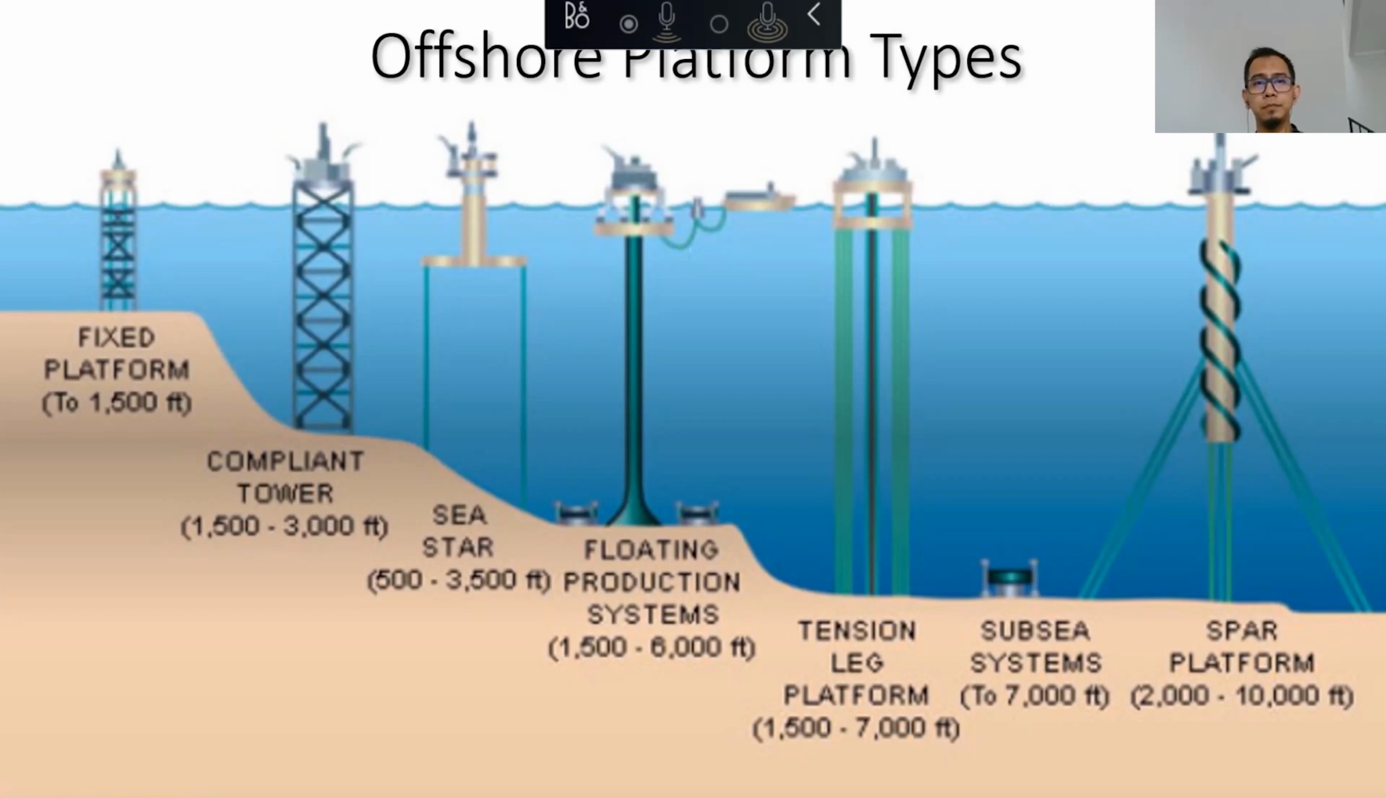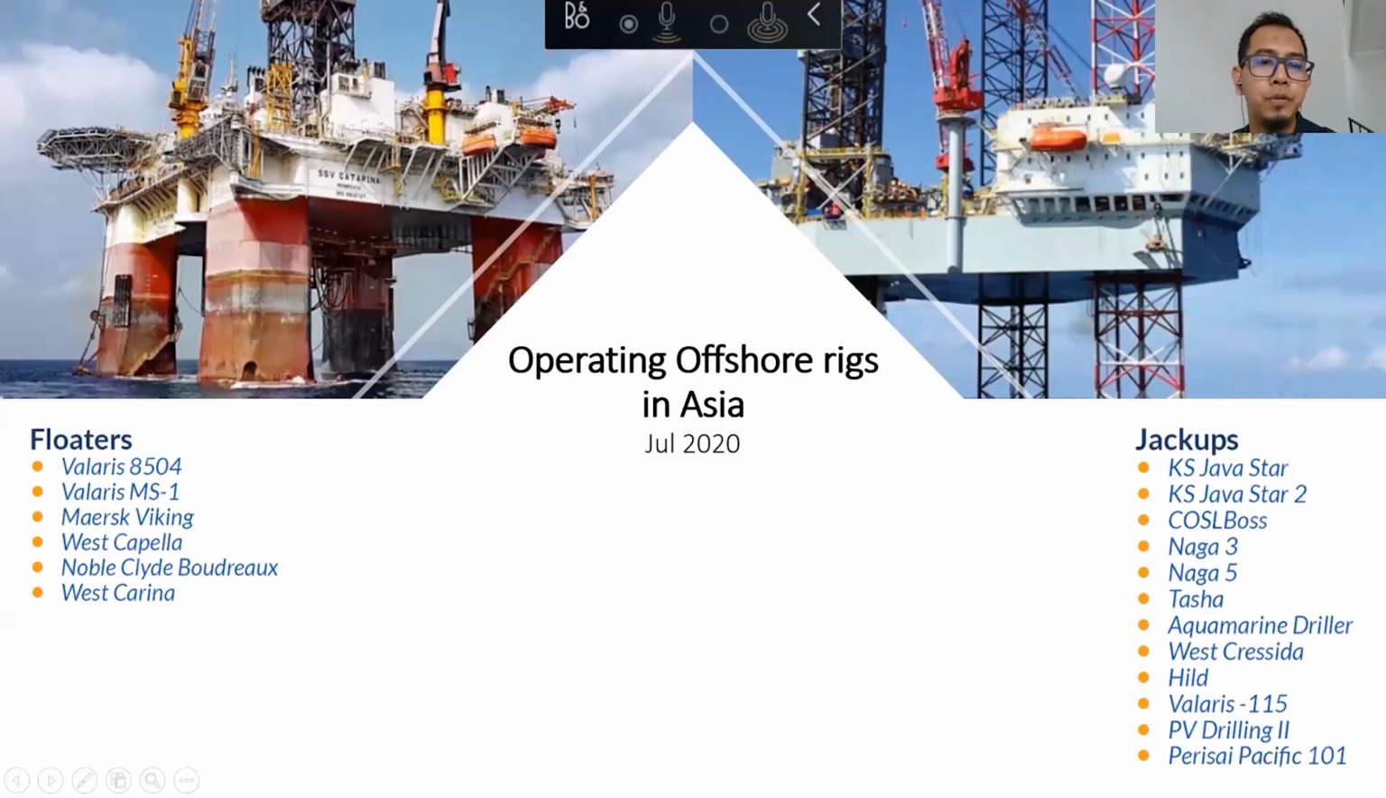Moving on. In Asia, this is a little bit of trivia. As of July 2020, we have these rigs operating. You can call it quite a small volume. There are only six semi-submersible rigs operating in Asia. It covers the whole Asia operation: Myanmar, Thailand, Indonesia, Malaysia, Brunei. So the whole of Asia has only six floater semi-submersibles and drill ships operating as of today.